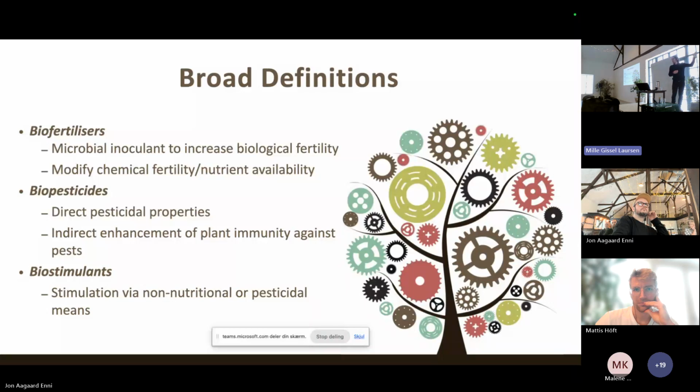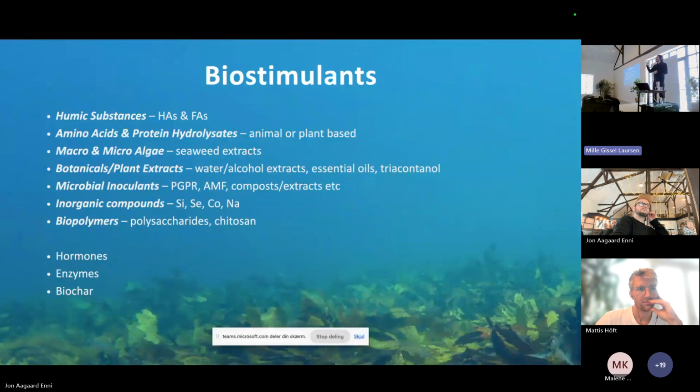It's not a biofertilizer, meaning a microbial inoculant, but it is a compound that can stimulate plant growth in non-fertilizing or non-plant-protective ways. So it's not protecting the plant, it's not fertilizing the plant, but it can stimulate the plant through these non-pesticidal or non-nutritional means. And that's why they are useful additives that can work well with your plant nutrition approach.